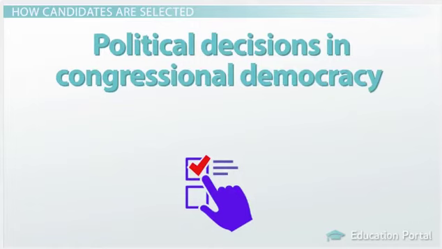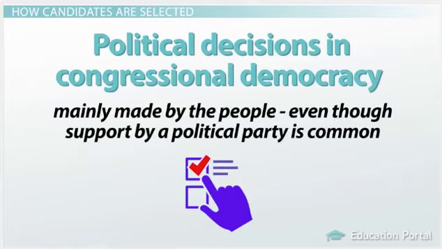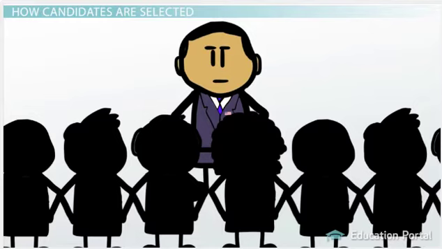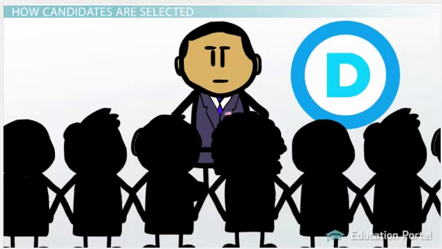In sharp contrast, political decisions in congressional democracy are mainly made by the people, even though support by a political party is common. Candidates for Congress have their careers, ambitions, and plans looked at individually by the people and are elected mainly based on these attributes. Although it is possible and common to have the support of a political party, it is not necessary.